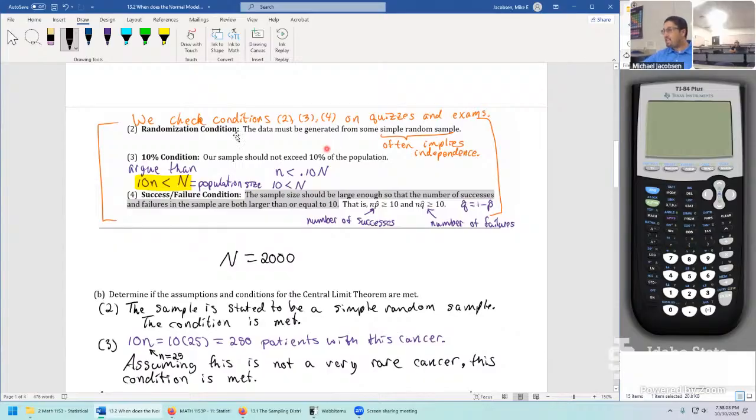Gotcha. So yeah, that's the tricky thing about this times 10 rule right here. If the population is 2,000 and we had a sample size of say 25, we'd have had 25 divided by 2,000 times 100, and we would have been at just barely above 1% of the population. Gotcha. I'm with you now. Thank you for explaining that.